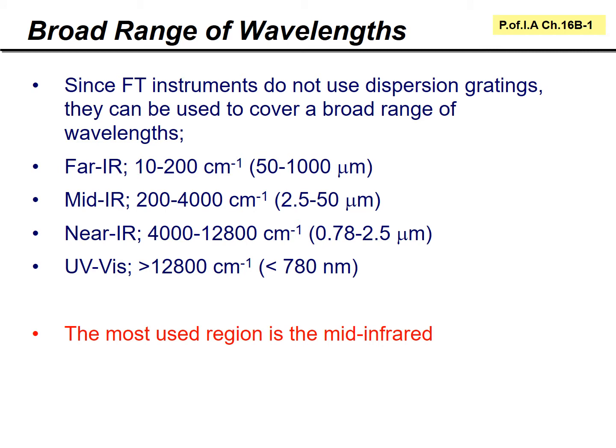Finally, the FTIR instrument can do a broad range of wavelengths. So this is another annoying thing about dispersion gratings. You need different gratings for different regions of the spectrum. However, with the FTIR instrument, you can just pump through all the wavelengths at once. And we'll see how you do that right now.